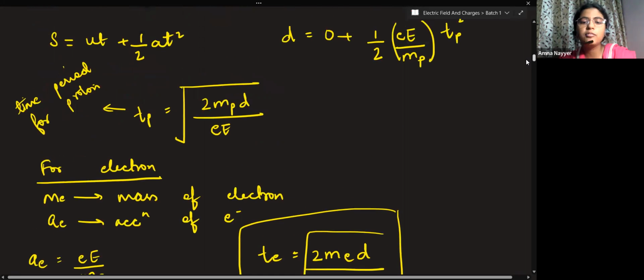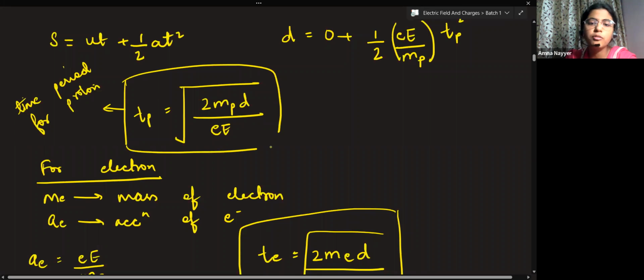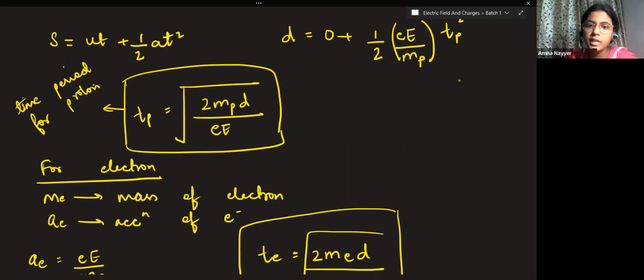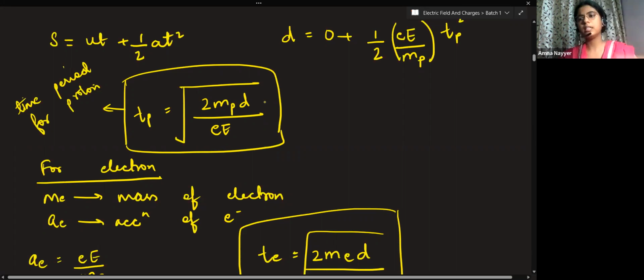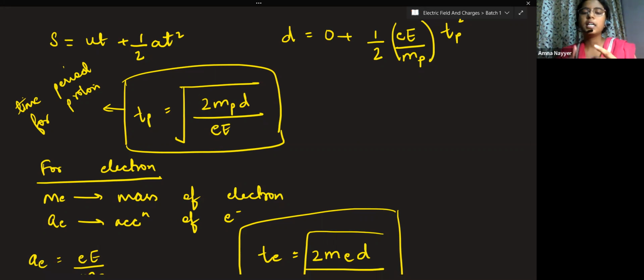So see, you have both these values. This was the mass, this was the time period of proton. Now see, 2 is a constant number. Small d is fixed. The distance between the plates will be fixed, no? Electronic charge is constant, whose value you all remember. Electric field is given to you in the question, so that is also constant. Mass of proton and mass of electron. Time period is dependent on mass only. The rest of the things are same for proton and electron.